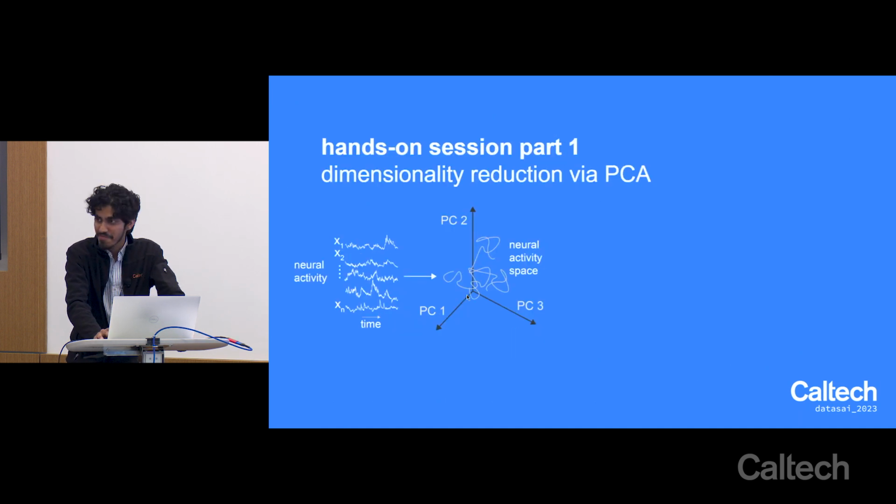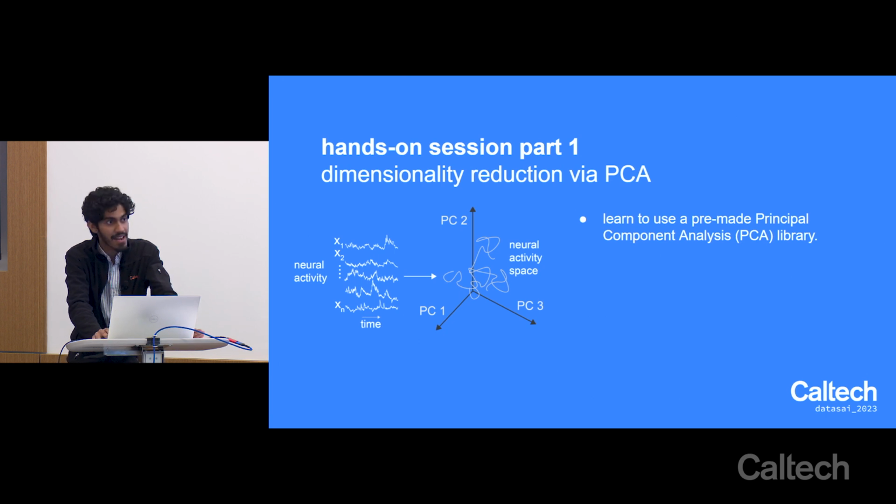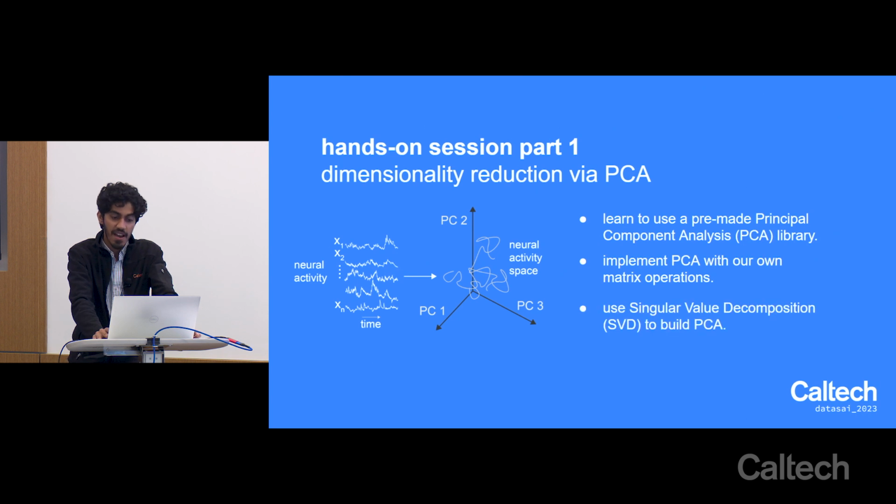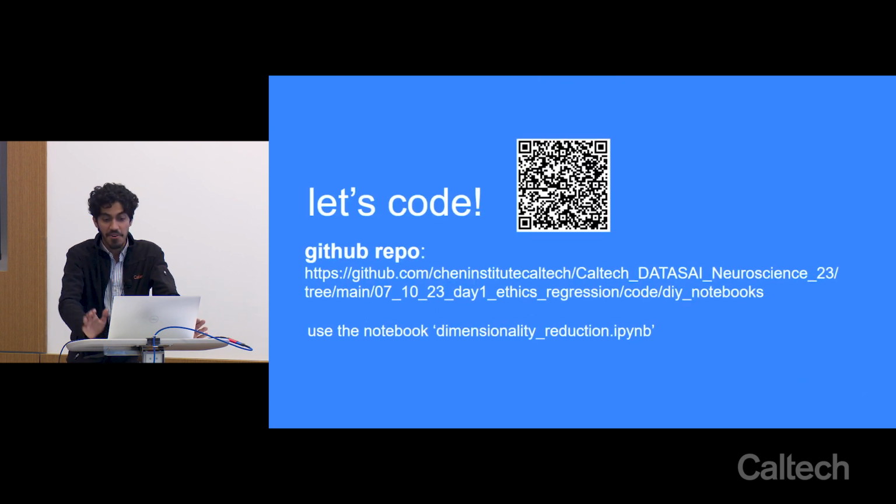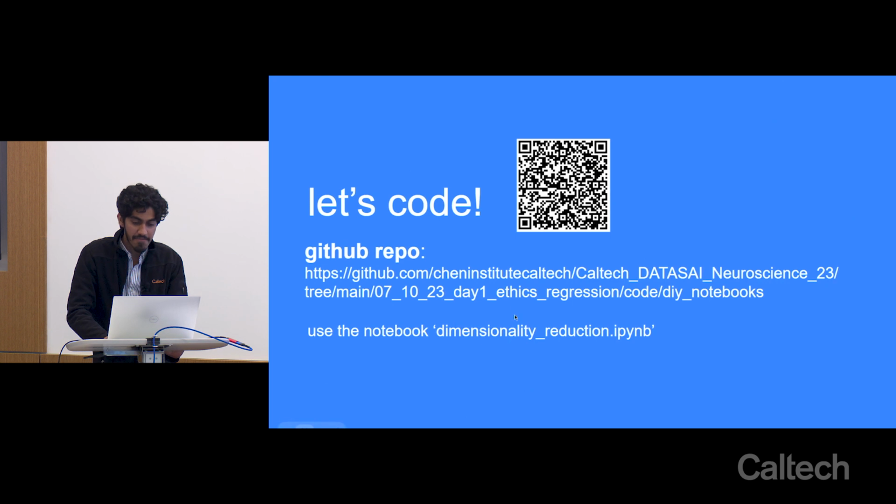OK, so that's what we're going to do now. We're going to start by using PCA with a pre-made library first. Basically, you'll perform PCA in a single step. Then you'll perform PCA with your own matrix operations: you'll calculate the covariance matrix, and then perform an eigen decomposition of that matrix. And then you'll use SVD. We'll compare all three different results and see how they're all pretty much the same. So with that, let's start our first session. Take a look at the dimensionality reduction notebook within DIY notebooks on day 1. That's the notebook we're going to play with.